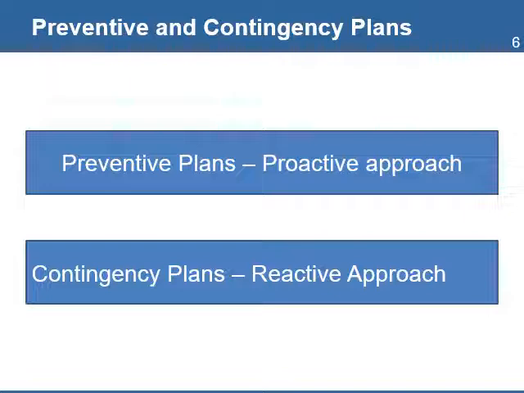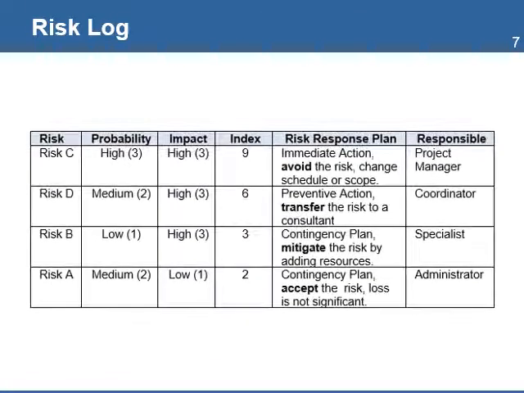Contingency plans are plans for those risks where you cannot build prevention strategy. These plans keep resources as a reserve in case the risk occurs. This is a reactive approach. The risk log needs to be completed with the risk response actions and the name of the project team member responsible for managing the risk. This log needs to be monitored and updated on a regular basis.